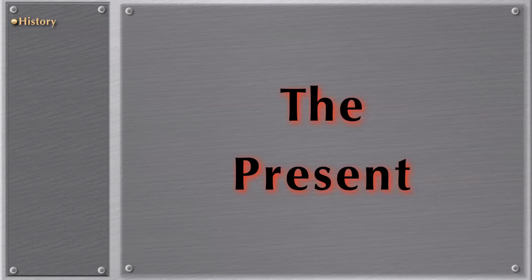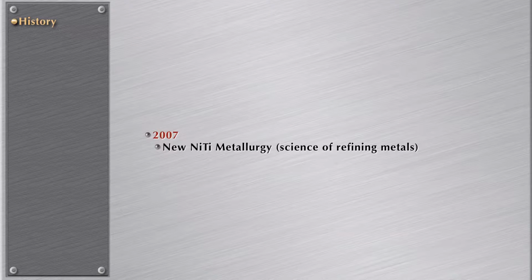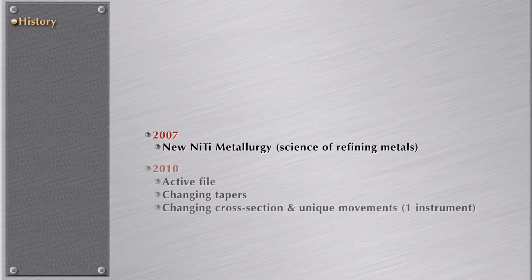That's the past. If I can call the present, when did the present start? The present starts in 2007. Why? It's the new metallurgical changes, the evolution of metallurgy. And at that time, in 2007, 2 companies were in the market with different types of nickel titanium. Then in 2010, we have another generation of files.